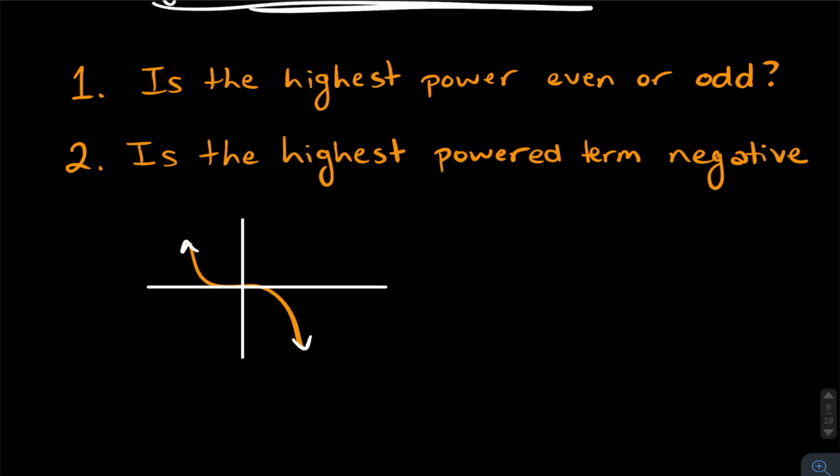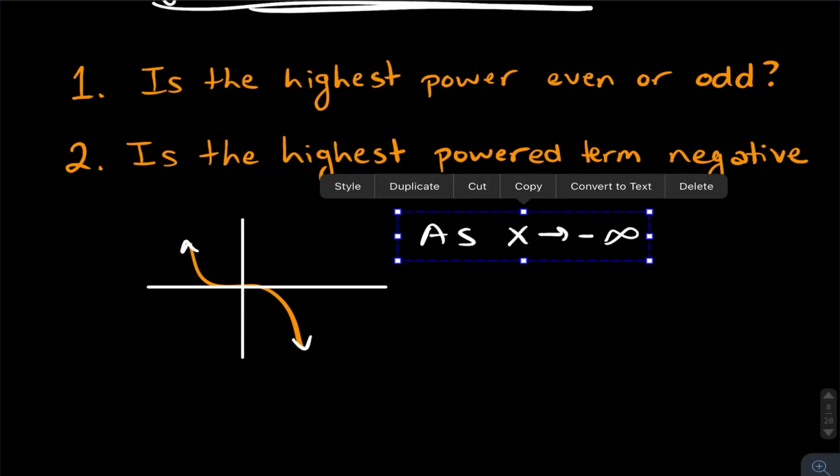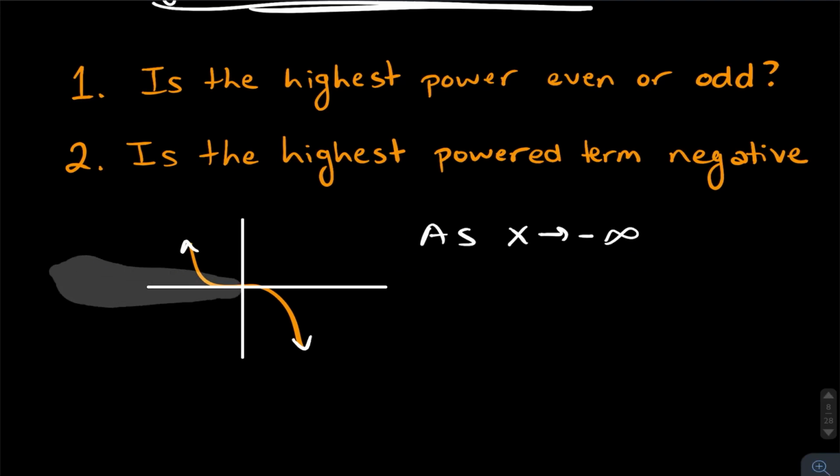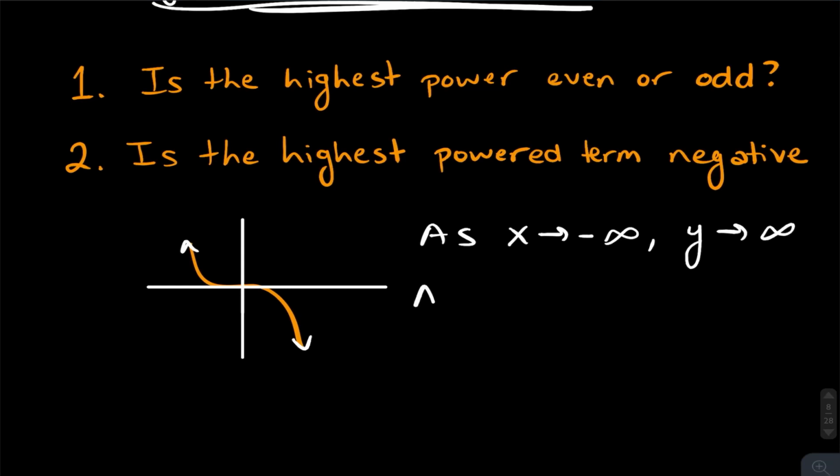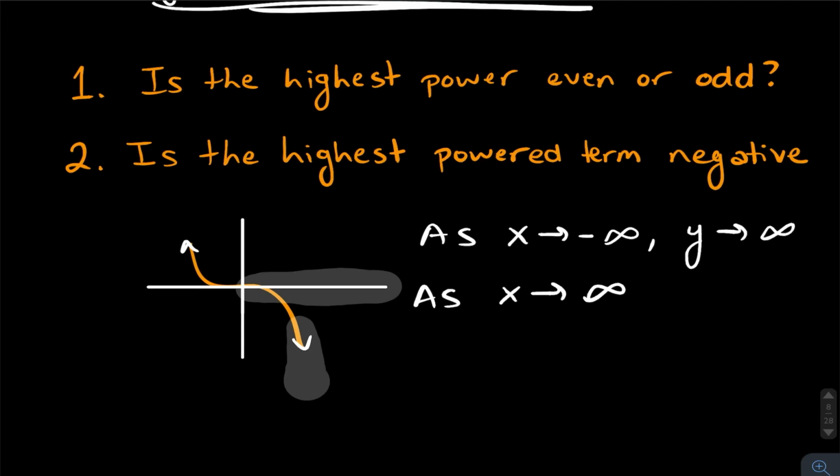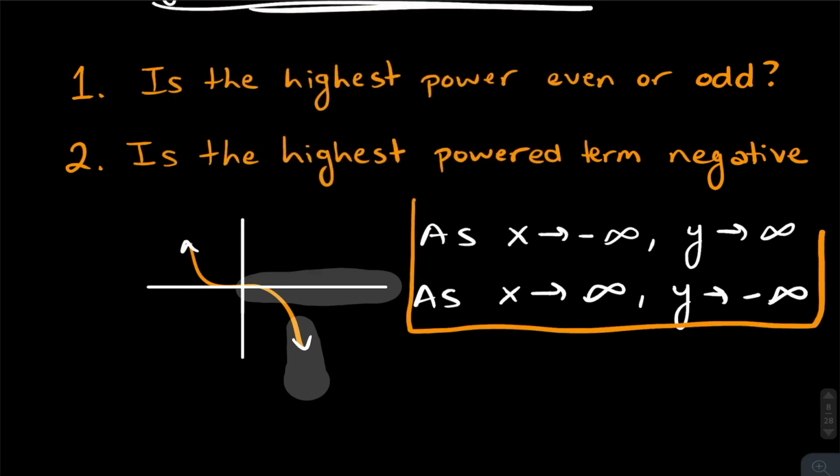So how do we write the end behavior? Well, we'll say as x approaches negative infinity, meaning as we go this way, what happens to our y? Well, our y goes off into infinity. And then as x approaches positive infinity, as x goes this way, what happens to our y? Well, our y goes downward, and so y is going to approach negative infinity. And that, my friends, is your answer.